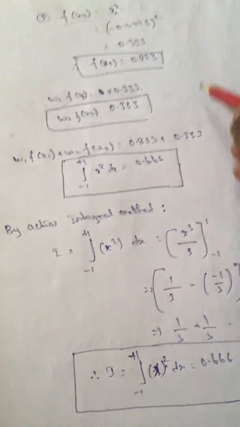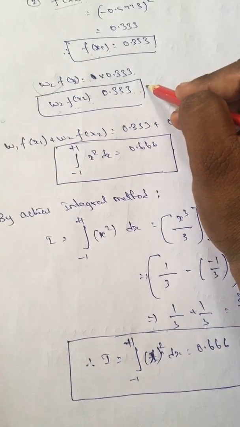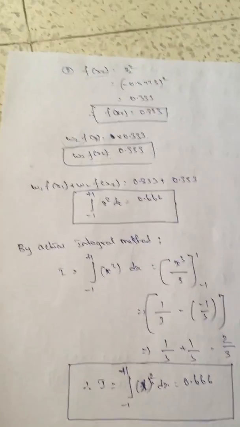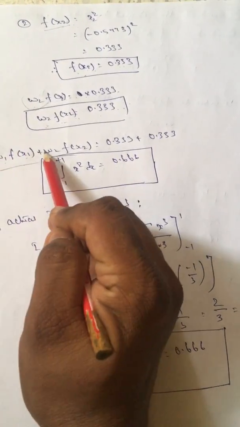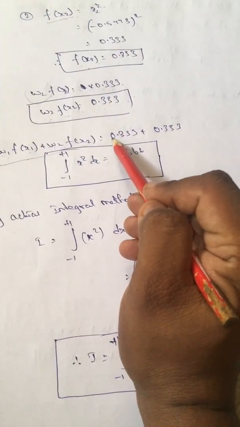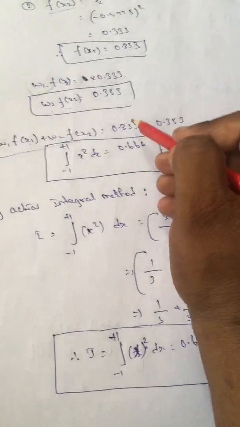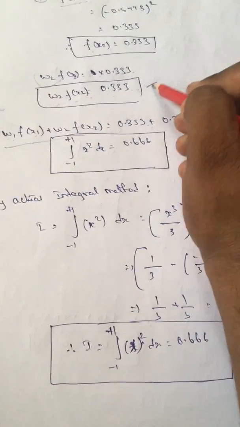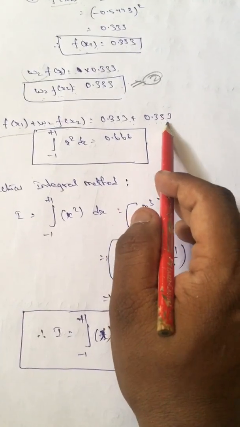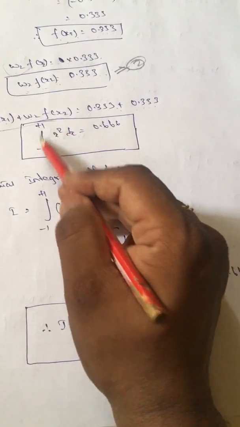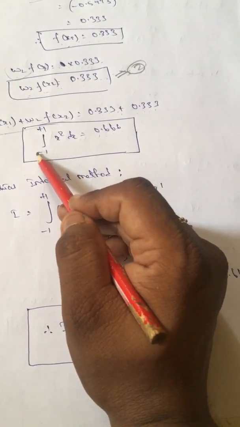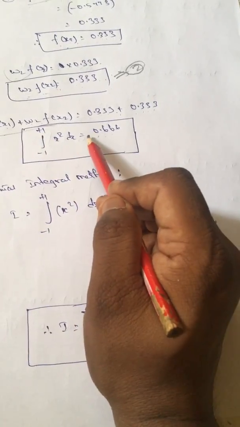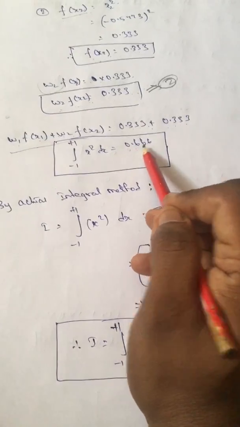Now, once I have found the values of w1 f of x1 and w2 f of x2, I do the summation: w1 f of x1 plus w2 f of x2 is equal to 0.333 from the first equation plus 0.333 from the second equation. When I do the summation, the overall answer is 0.666. That is the integral from minus 1 to plus 1 of x squared dx equal to 0.666. This is the answer by the Gaussian quadrature method.